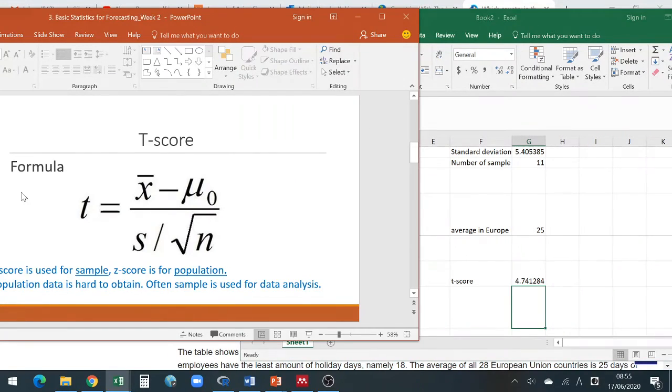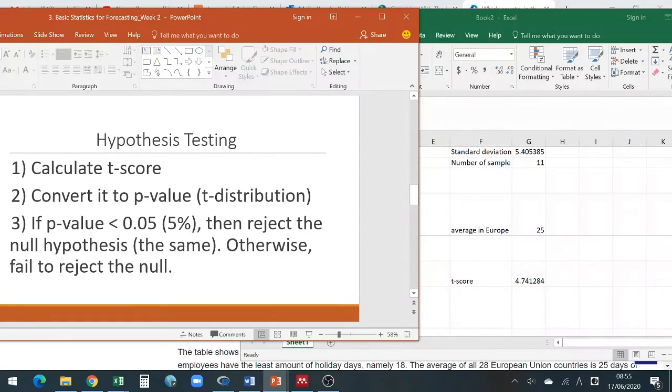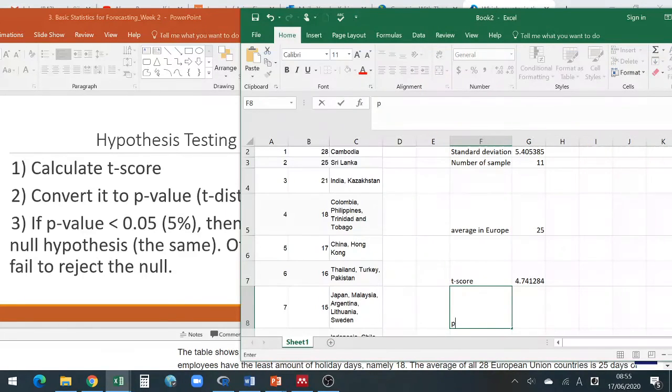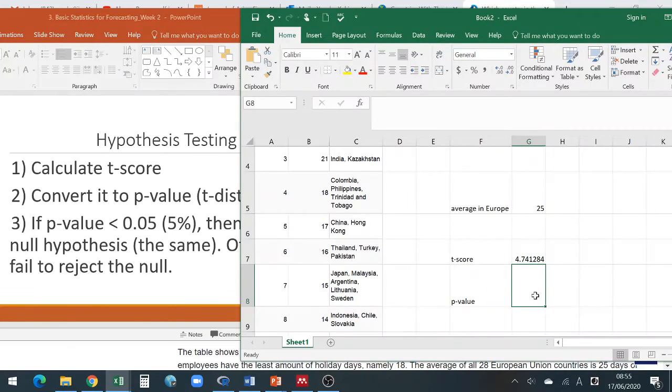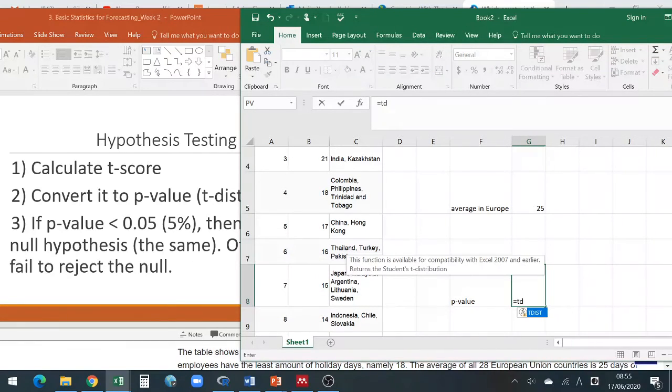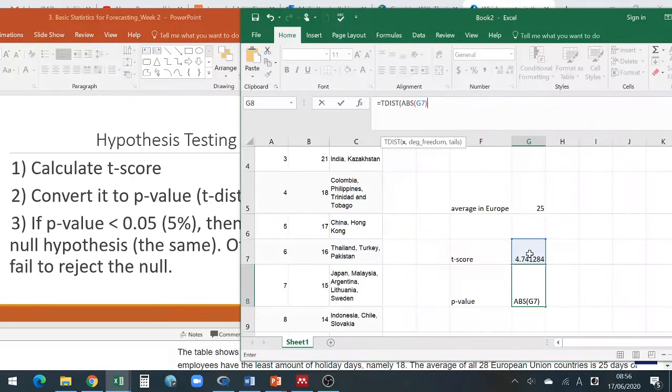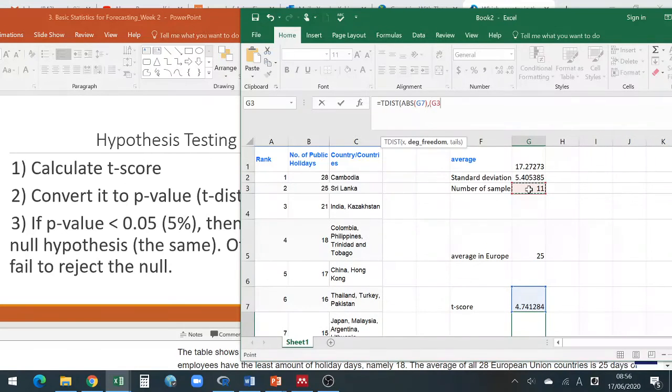Next, we change this 4.7 to a p-value. For the p-value you need the t distribution. This x is the t-score, but we need the absolute number, so ABS of this t-score. Then the degree of freedom is always the number minus 1. I just want you to remember that. Then the tail is 2.